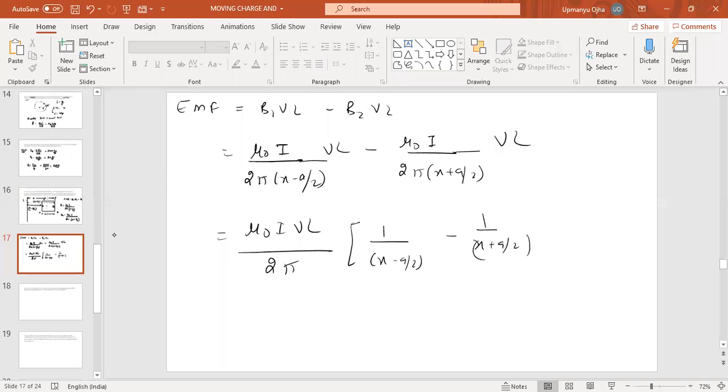If you solve, you get the EMF proportional to 1 by (2x minus A)(2x plus A), since the rest becomes constant. So it will be proportional to 1 by (2x minus A)(2x plus A). This was the option given in the exam. This is the correct answer. Fine. I hope you all understood this.